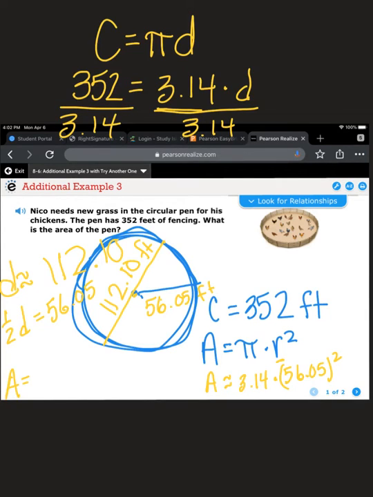So I have the area is about 9,864.63 feet squared.